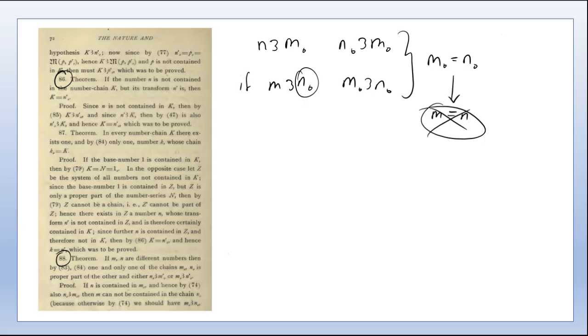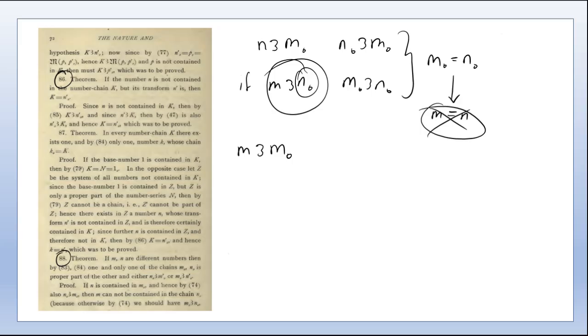Okay, so if we start with n is a part of m0, then we have n0 as part of m0, but we see that the element m, which is a part of m0, cannot be a part of n0, and therefore n0 must be a proper part of m0. If that makes sense. And then it follows by 85.